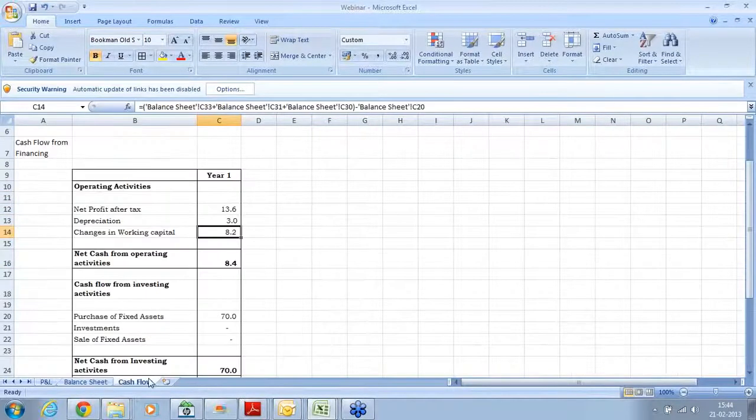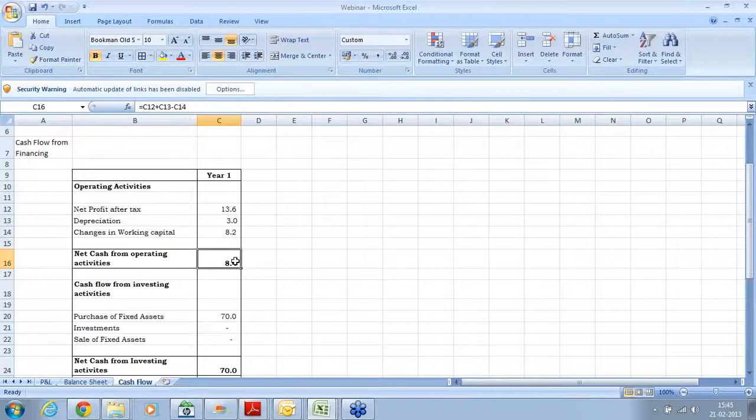So in other words, what you are saying is, I told you, your current assets minus current liabilities. That is, you have to invest 8.2 in your working capital. So in other words, look at the cash now. You have 13.6, which is your profit. You're adding your depreciation, so 16.6. But you have made investments in your working capital, which is 8.2.